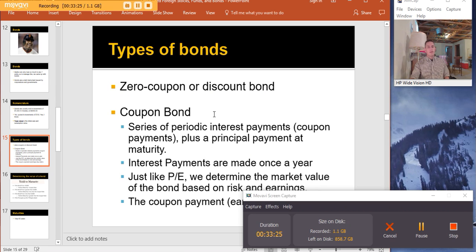So then we also have zero coupon or discount bonds, and a zero coupon bond does not pay that interest payment. A zero coupon bond doesn't pay anything, so they're discounted very heavily. Okay, in other words, the company won't give you any amount of money along the way, and at redemption they will give you the full $1,000. But when you purchase it, it's going to be discounted, because that way it appreciates in value. That's essentially what a zero coupon bond is.